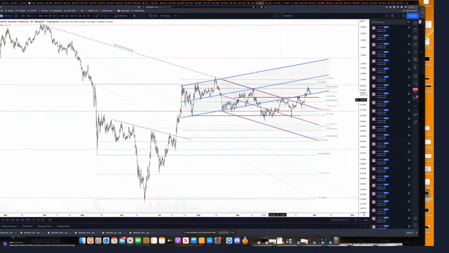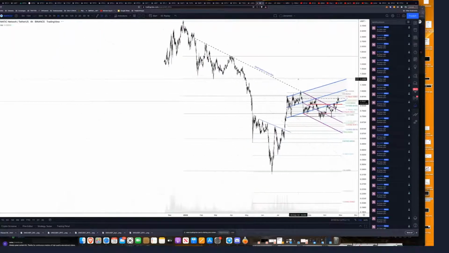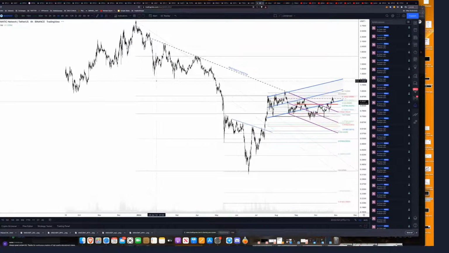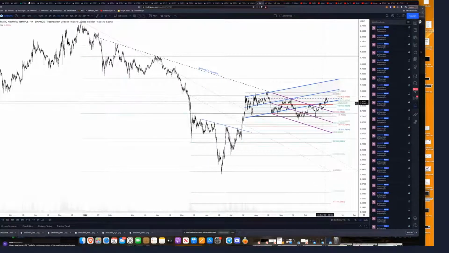All right, Matic. Matic is the only one that's really doing fantastic, I think. So I had Matic and I bought that as well. I didn't buy too much, but you can see it's a hard one to work out. This structure I thought was really bullish. It might be, but the breakout of this structure is dismal. It's not really looking strong.